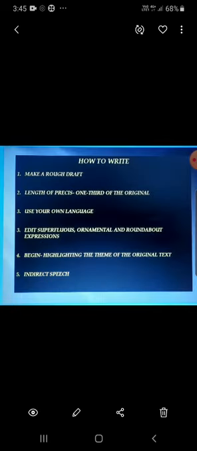Now, after this preparation, you are ready to attempt the writing of the Precis. Begin with making a rough draft. Jot down the important points. Here I would like to mention some do's and don'ts which you should keep in mind while framing your draft.